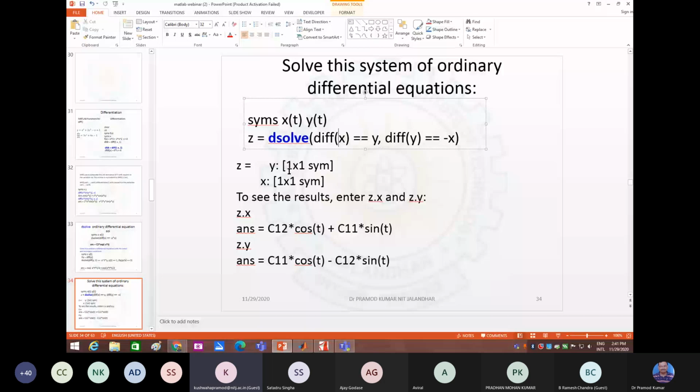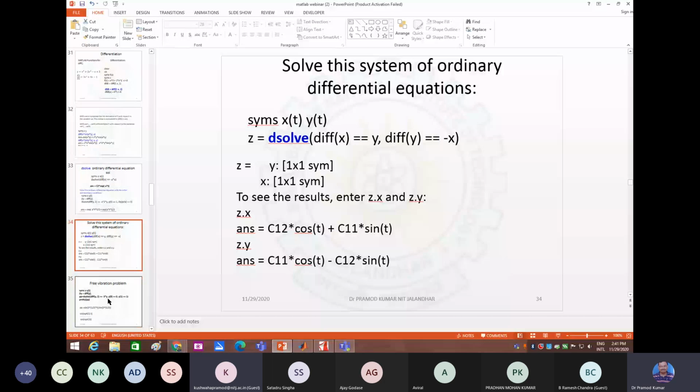dsolve, then the result we find out with syntax like this, x coordinate there, and then this is the y function of that. This way we solve the differential equations.